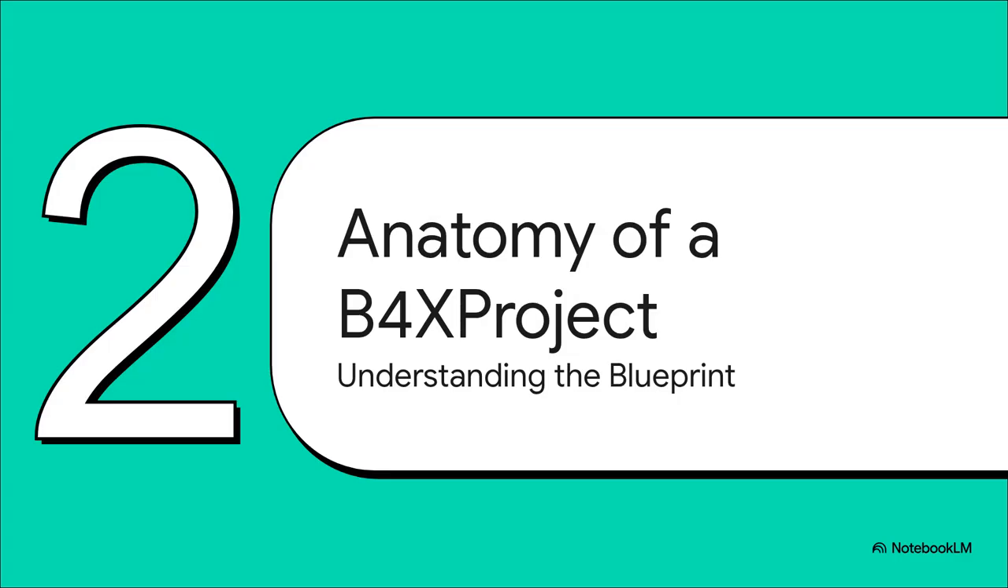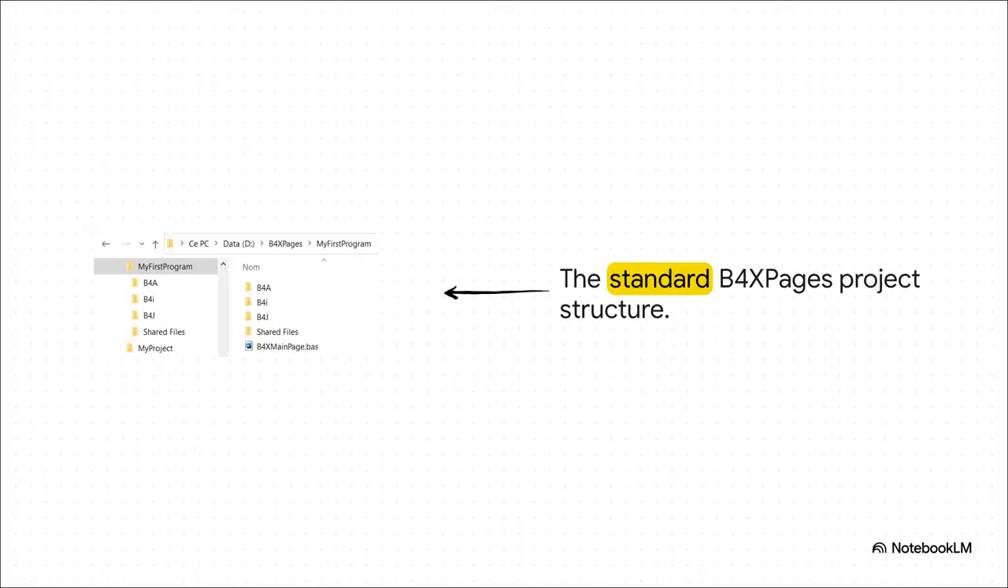So how does it pull this off? How does the framework actually do all this? Well, it all begins with the project structure. Let's take a look at the blueprint that B4XPages lays out for every single new app you create. And there you have it. The second you create a new B4XPages project, this is what you get. A super clean, totally logical folder structure. Everything is just perfectly organized right from the get-go.